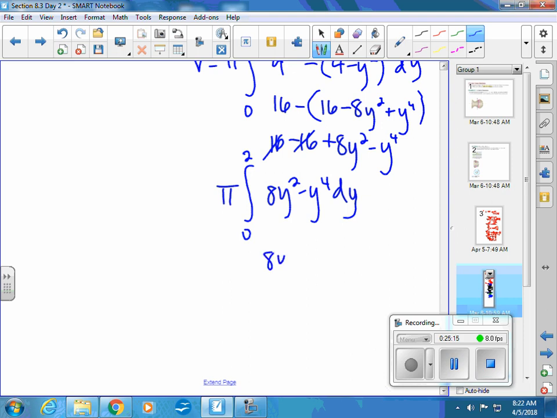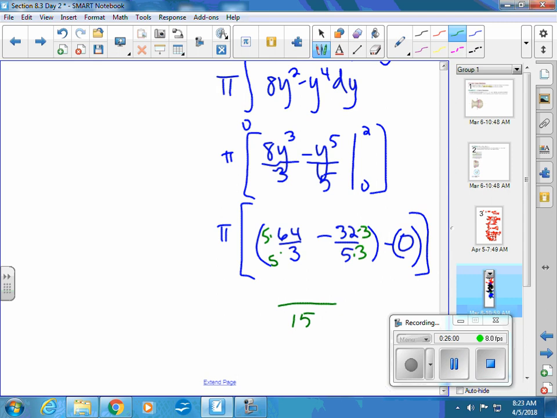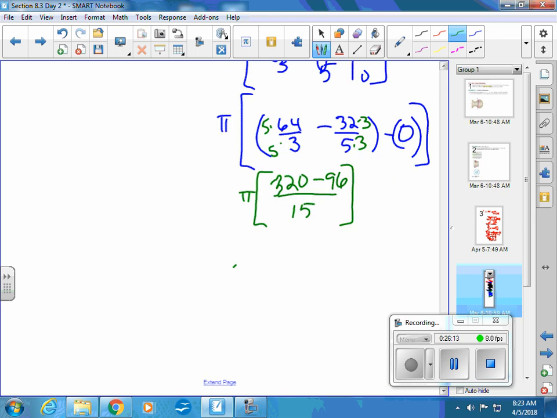Okay. So 8y cubed over 3 minus y to the 5th over 5 from 0 to 2 times pi. This problem's been nice that all of the second pieces of this are plugging a 0 in, so they disappear. So we end up getting 64 thirds minus 32 fifths. Well, some of you will struggle with that. Okay, get a common denominator. So multiply this one by 5 on the top and bottom. Multiply this one by 3 on the top and bottom. So our common denominator is 15. And 5 times 64 is something like 320. And 32 times 3 is like 96. And 320 minus 96 is like 224.